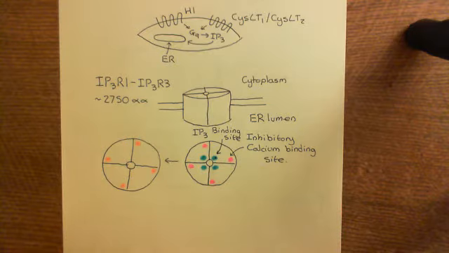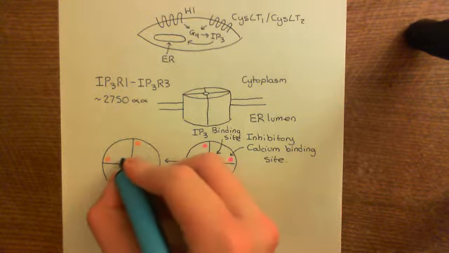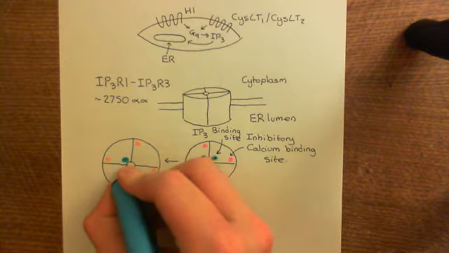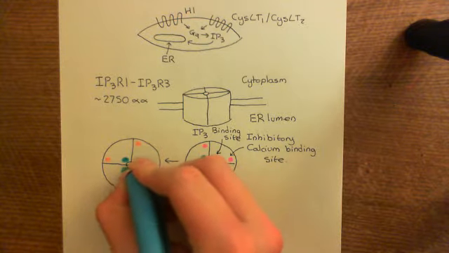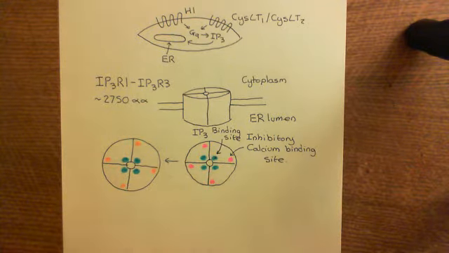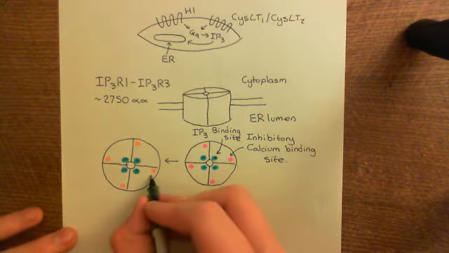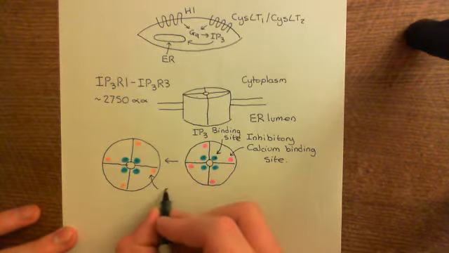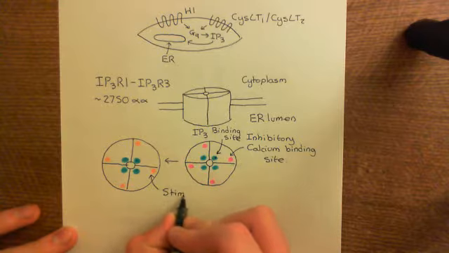So what will change is you will remove that inhibitory calcium binding site. When the IP3 receptor subunits change conformation, the inhibitory calcium binding site will be removed and it will no longer be exposed to the cytoplasm, and it will be replaced by a stimulatory calcium binding site.